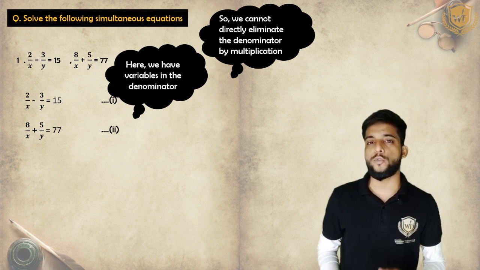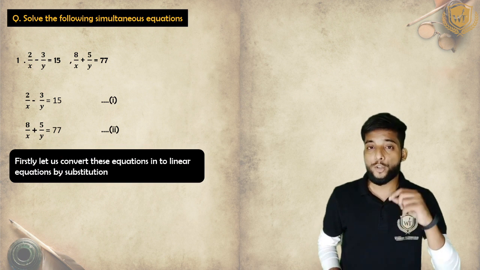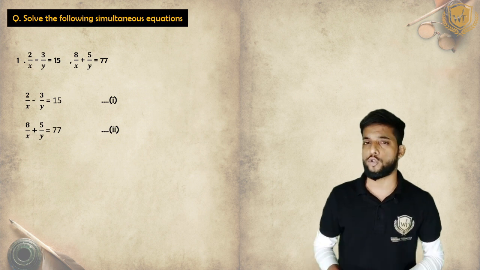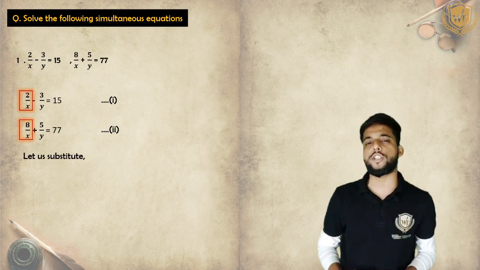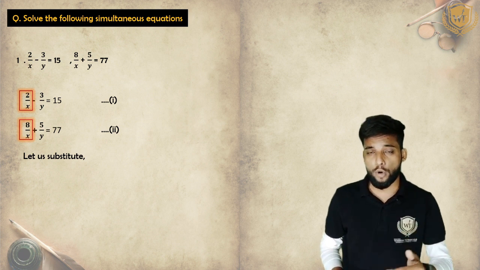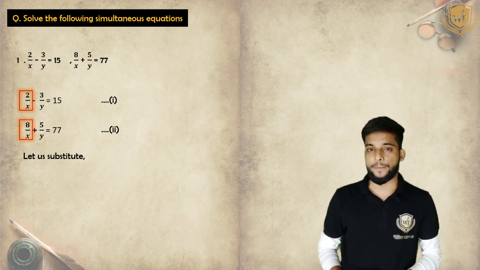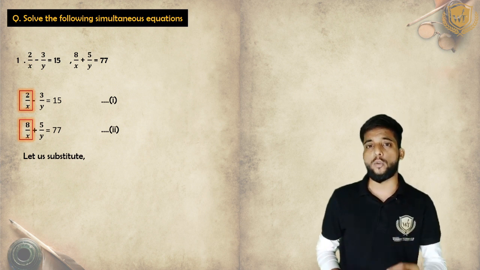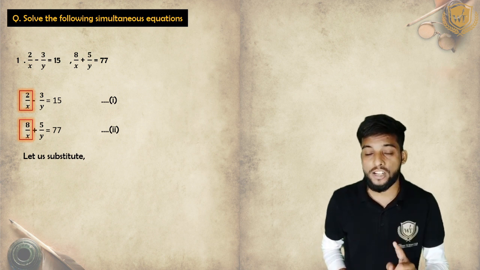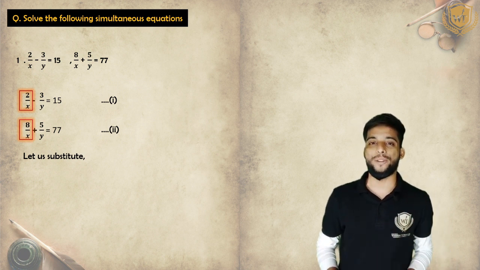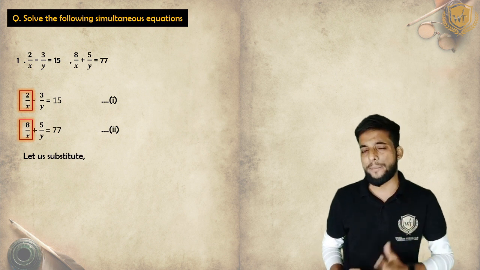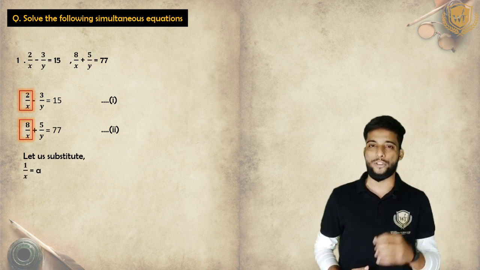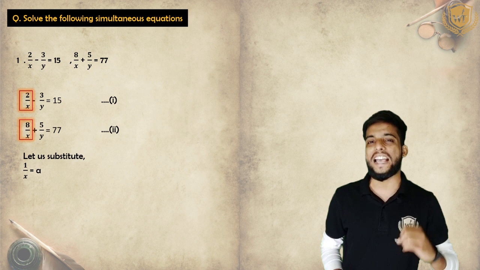So what we are going to do is we are going to use a substitution method to convert these equations into linear equations. Now how to substitute and what to substitute? Now students, focus on the first terms of both the equations. You have 2 upon x and 8 upon x. The denominator of both the terms is x. So we are going to substitute the reciprocal of the common part of the denominator. Here we have the same denominator which is x, and the reciprocal of x is 1 upon x.